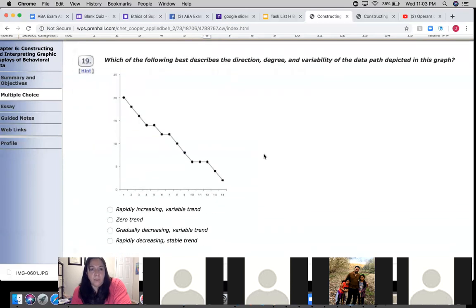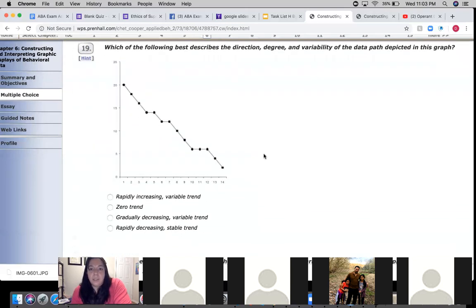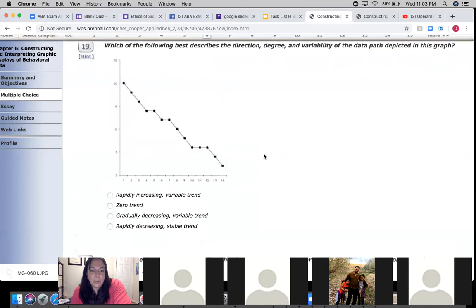Which of the following best describes the direction, degree, and variability of the data path depicted in this graph? Rapidly increasing variable trend, zero trend, gradually decreasing variable trend, rapidly decreasing stable trend. Rapidly decreasing stable trend.